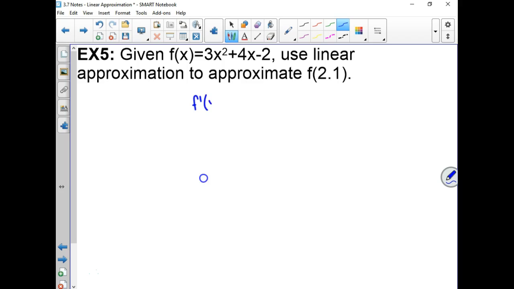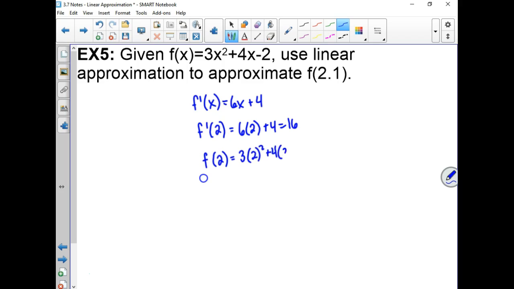F prime, this is the easy one. It's going to be 6x plus 4. So F prime of 2. We're going to use 2 because that's the closest whole number to 2.1. It would be 6 times 2 plus 4, so we get 16. F of 2 would be 3 times 2 squared plus 4 times 2 minus 2. So we get 12 plus 8 minus 2, so 20 minus 2 would give us 18.